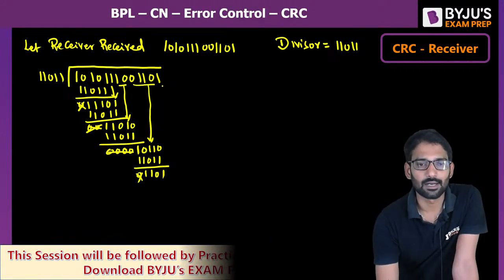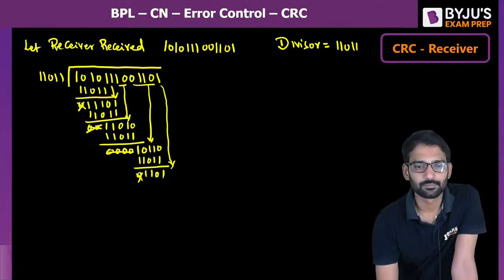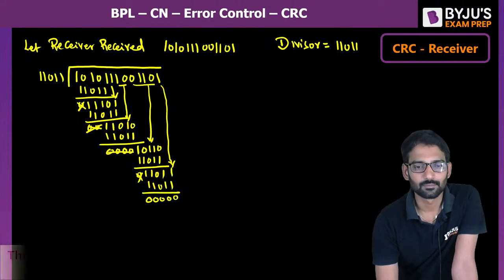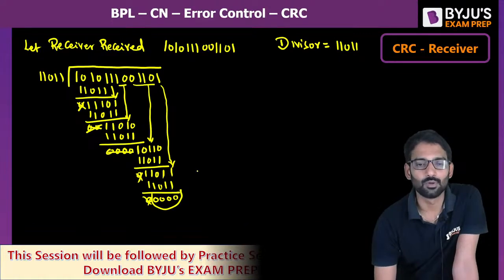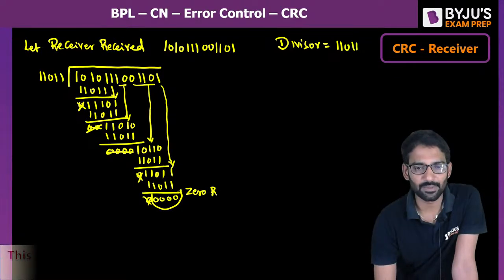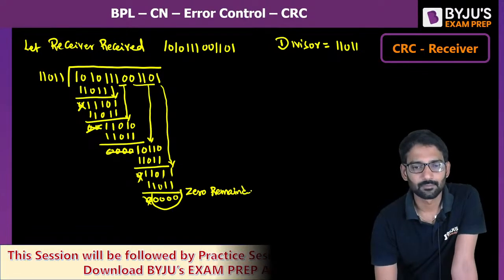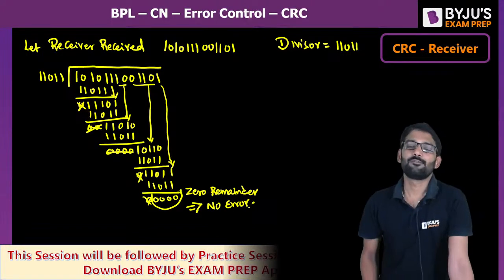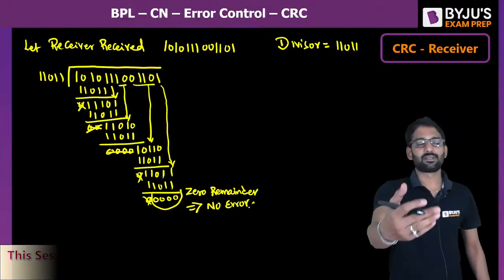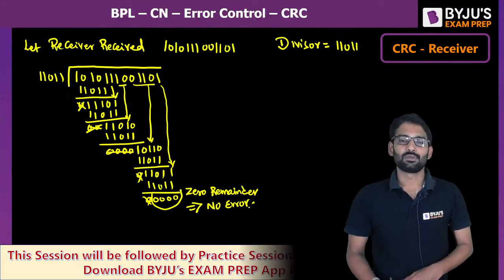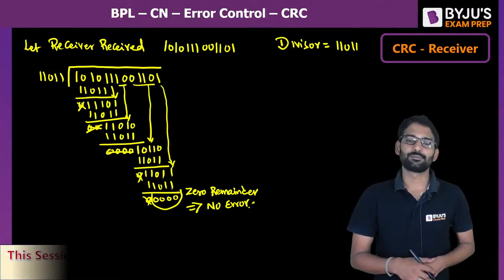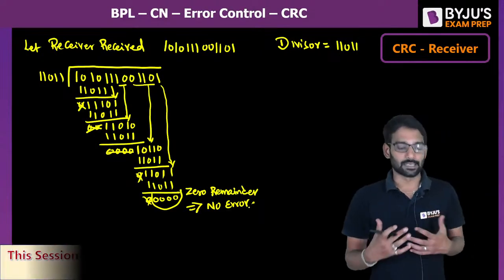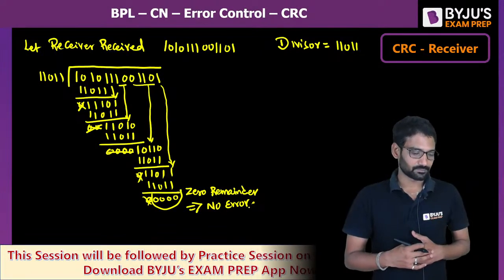Discard this 0 and borrow this 1. 11011. What do you get? 0. So as you got 0 remainder, that indicates no error. If at all there is an error, obviously somewhere you will get different value, we know, then obviously the remainder would be non-zero, right? So this is how the receiver detect. Clear, guys?